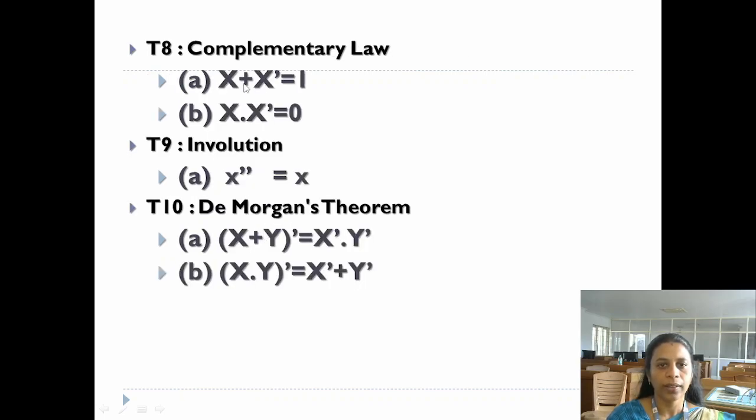The complementary law: x plus x bar is equal to 1, and x dot x bar is equal to 0. And involution, the double complement: x double bar is equal to x. And next is De Morgan's theorem, which says the complement of a sum is equal to the product of its complements. The second De Morgan's theorem says the complement of a product is equal to the sum of its complements.